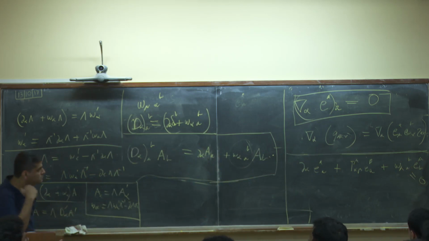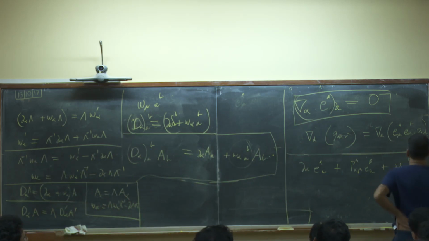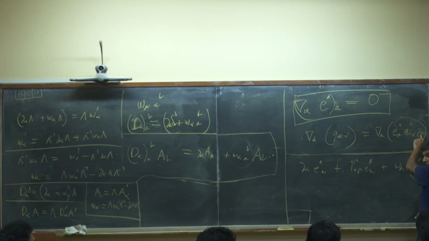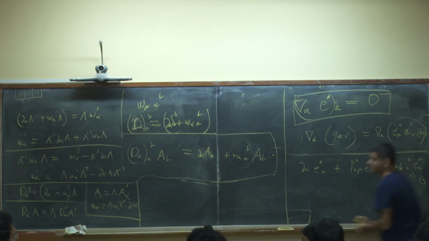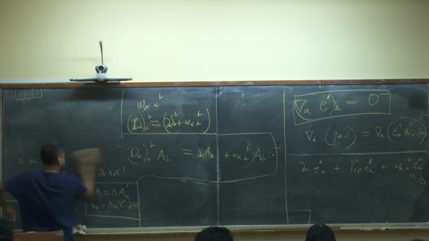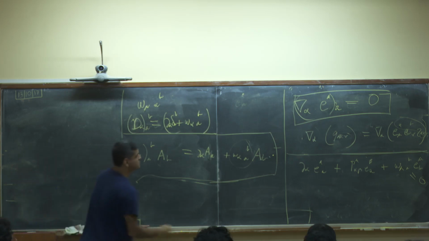So how does del_α g_μν equal to 0 follow from this? Well, these indices are all contracted, so we just use the Leibniz rule. This del acts on the first one, and the tetrad indices are contracted through an eta_AB. They are all contracted. Let's write it out.